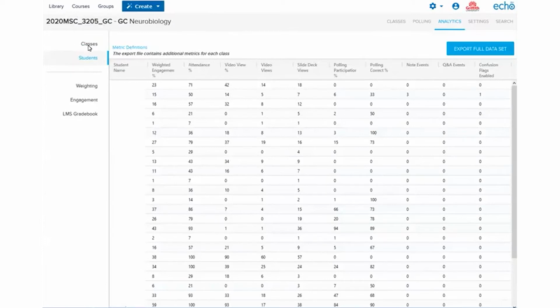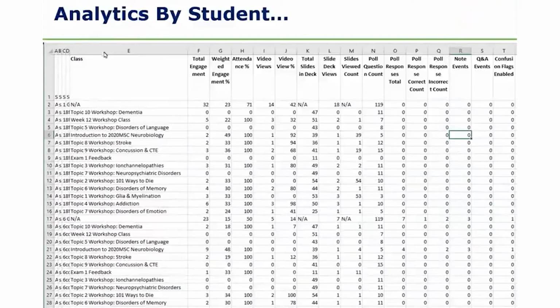You also can look at various analytics by student view. So I've just blocked out the names of the students that would normally appear in this column here, and you can have a look at some of the analytics that are available for each student. When you click on the Export Full Data Set button at the top here, you actually get a lot more detail, and it breaks it down both by student and by class. So I'll show you what that looks like. Again, I've just squashed up some of the columns here so that you can't see the detail about the students' names.